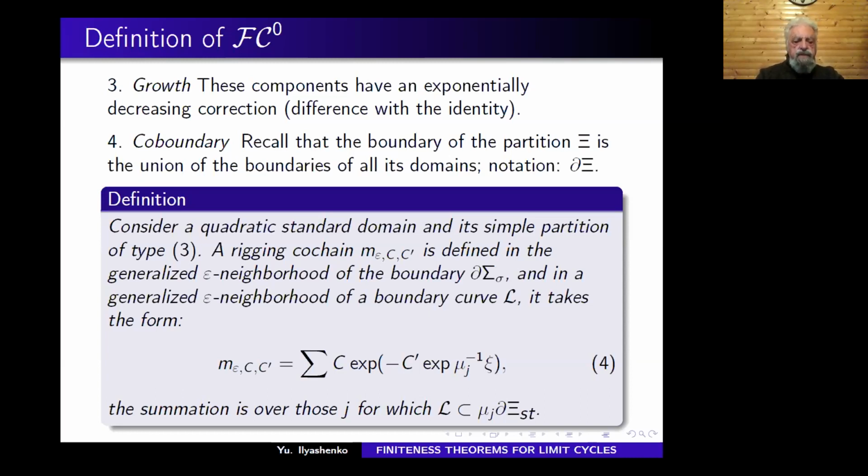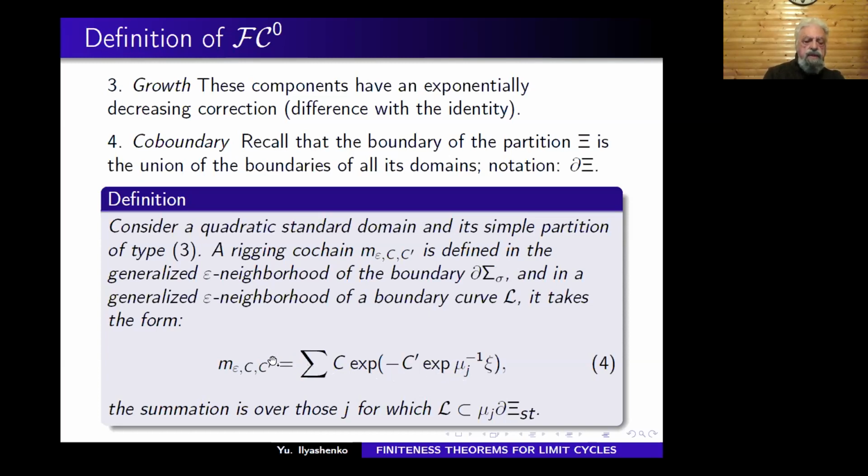Coboundary is estimated from above by so-called rigging cochains. A formula for these rigging cochains is written, and this rigging cochain is defined, one rigging cochain is defined in a neighborhood of the boundary ray of the partition multiplied by mu j.